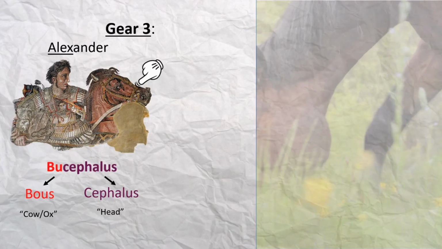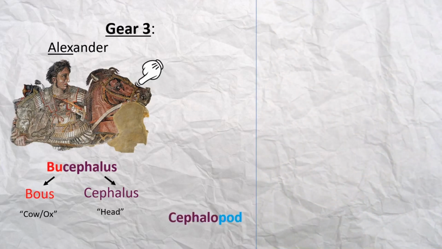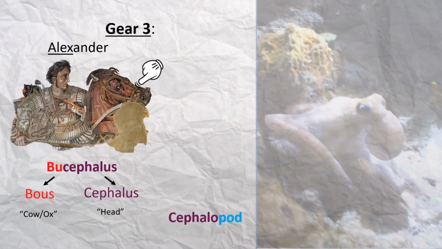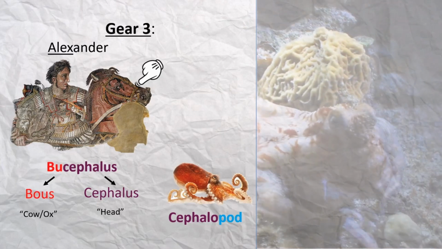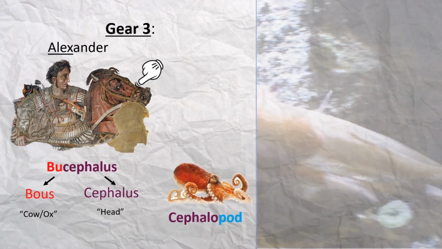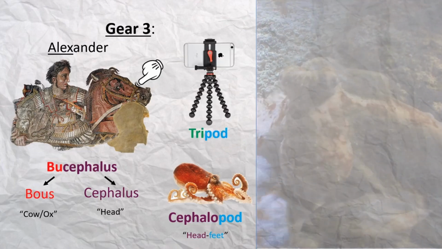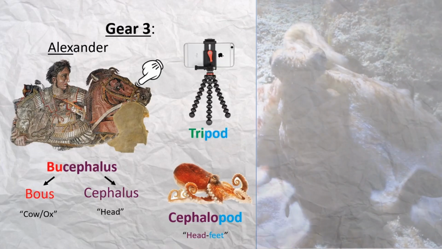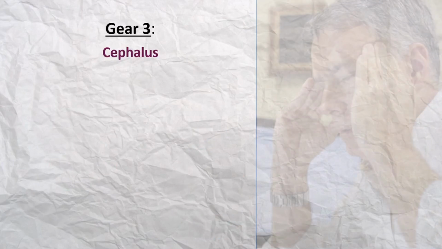You've probably come across this word cephalopods before. Cephalopods are a class of animals with tentacles directly attached to their heads. So their name literally means head feet. Tripods sort of look like cephalopods, but instead of having head feet, they have 3 feet. Now let's head back to Cephalus.